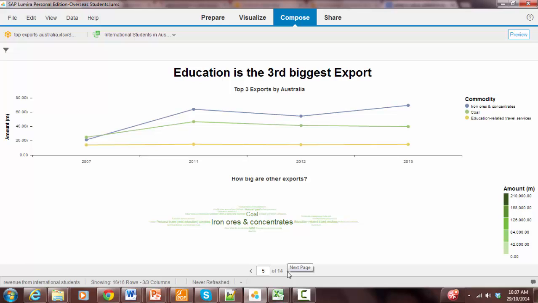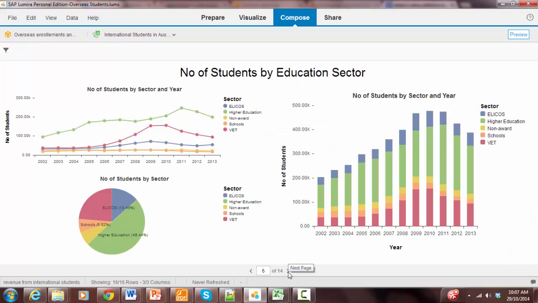When we look at the Australian exports, we can see that education is the third biggest export of the country and reached $15 billion in 2013. Now, if we look at the different categories within the education sector, we can see that the HE sector consists of almost half of all the students, followed by VE sector, which is almost 25% of the students.